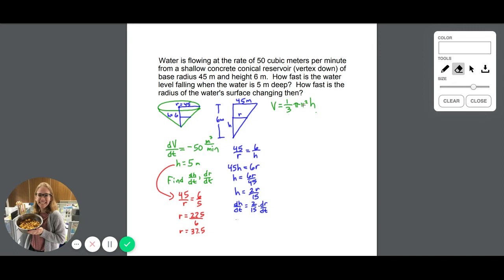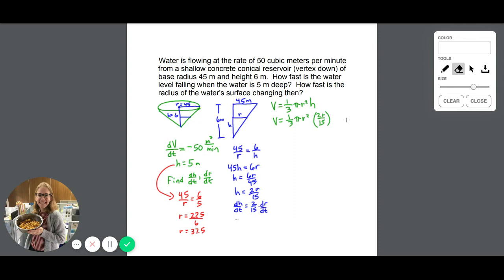So you can choose to replace r with what the radius is, coming from this equation here, 45h equals 6r. You could solve for r, but we already solved for h, so we're going to use that. So we found that h is equal to 2r over 15, so we're going to go ahead and replace h with 2r over 15.